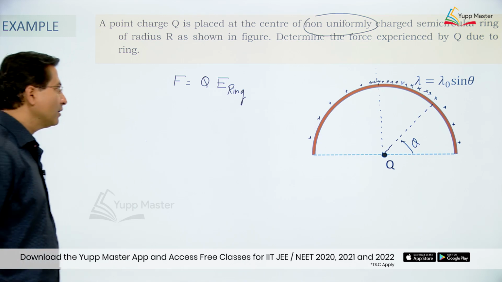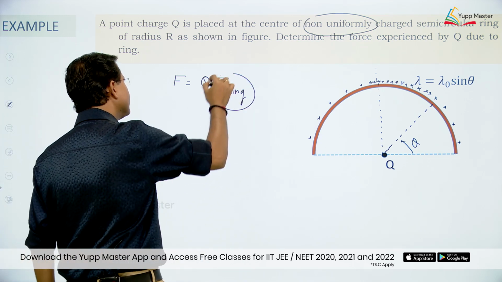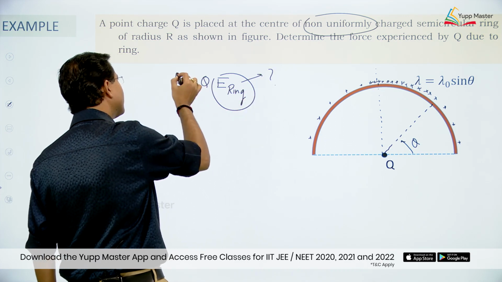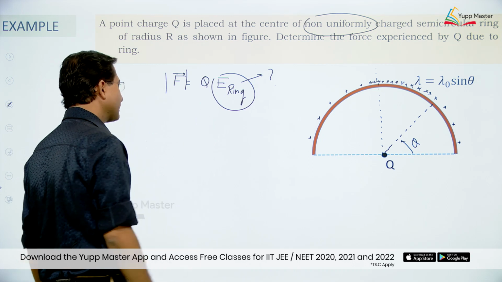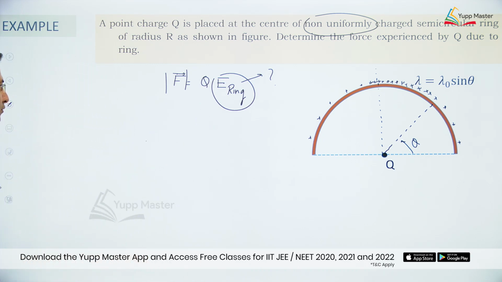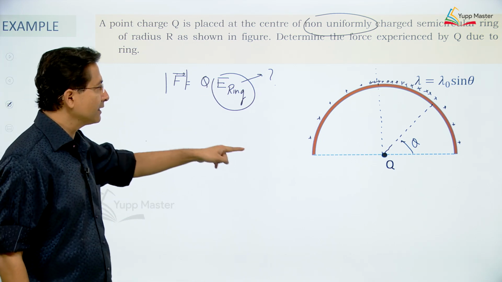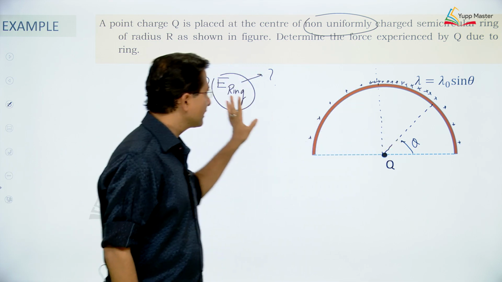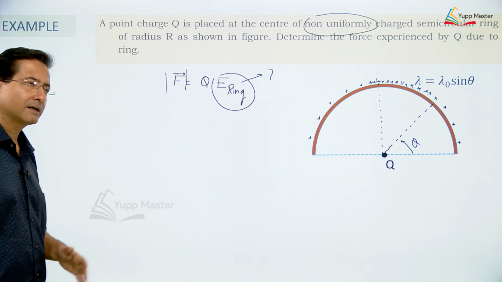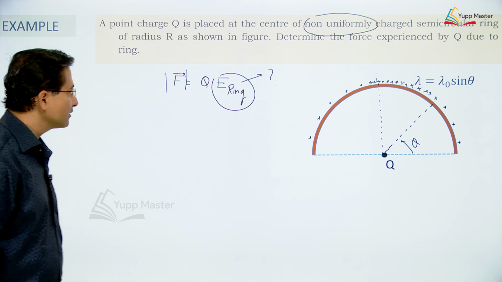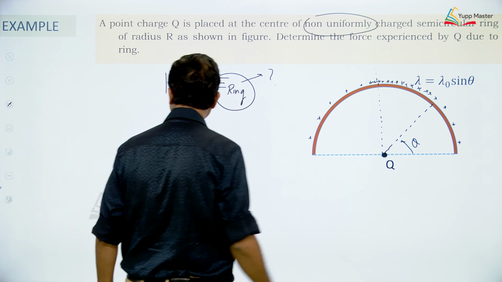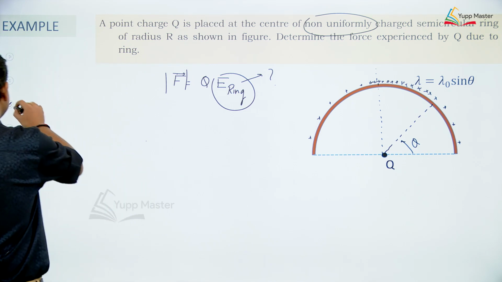So if anyhow we can get this value, we will get the force, if you are writing in magnitude form. If you get the field due to the ring at this particular point, then you can get the force on the particle just by directly multiplying it. So our focus is getting the field at this particular point.